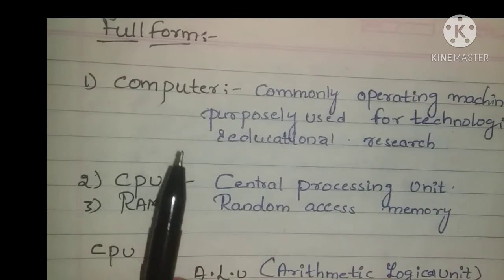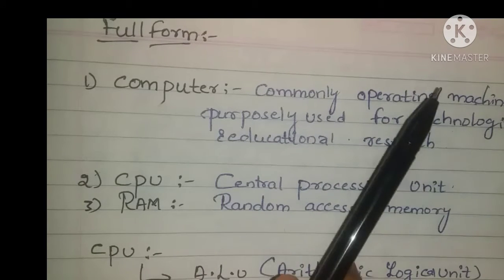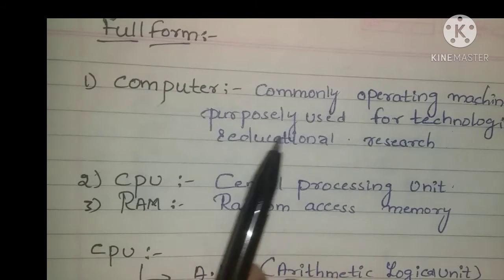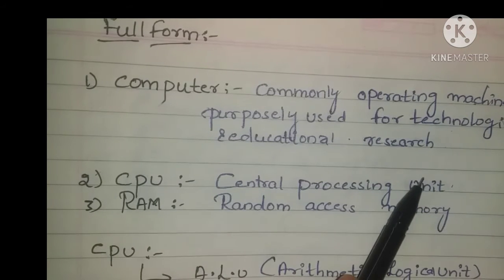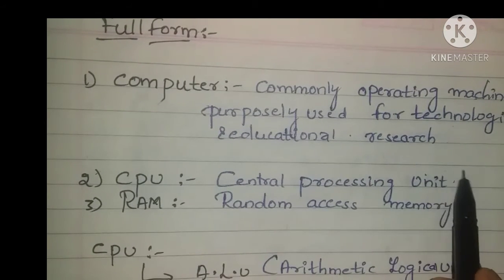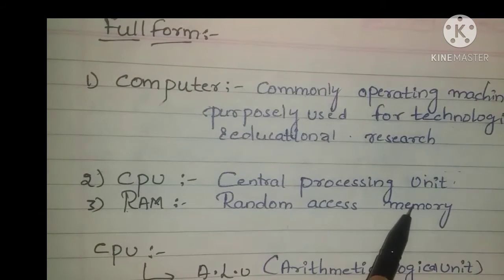So let's now discuss about the full form of the computer. The full form of computer is commonly operating machine, which is purposely used for technologies and educational research. And we all know that CPU is the central processing unit, which is like the heart, okay? So RAM, which means random access memory.